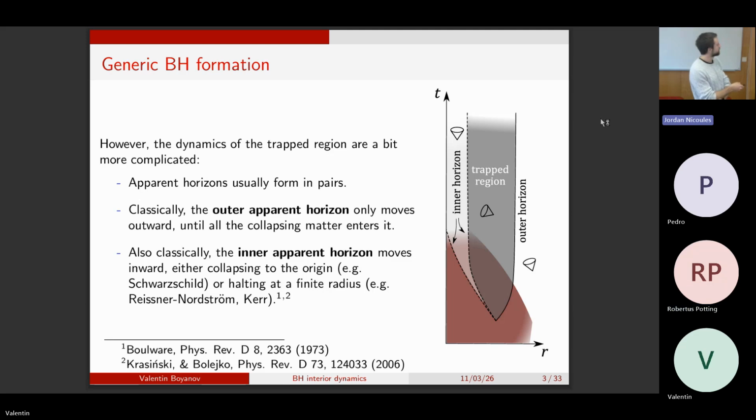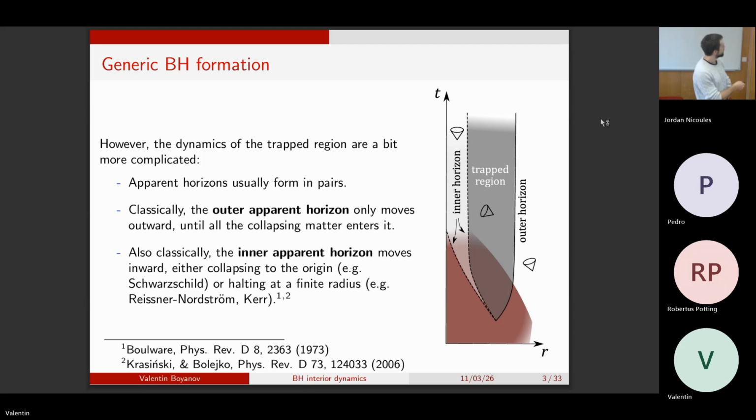But you also have an inner apparent horizon, which is the inner boundary of where outgoing light rays have negative expansion. So they have negative expansion inside the trapped region, but they again have positive expansion below it. And the inner horizon, which marks its boundary, either goes to the origin if, let's say, a Schwarzschild black hole forms, or it tends to hover at a finite radius if the black hole has electric charge or angular momentum.